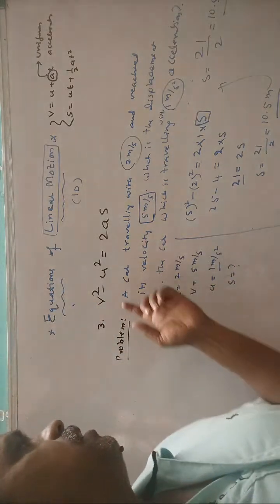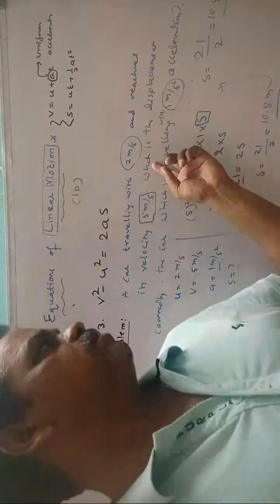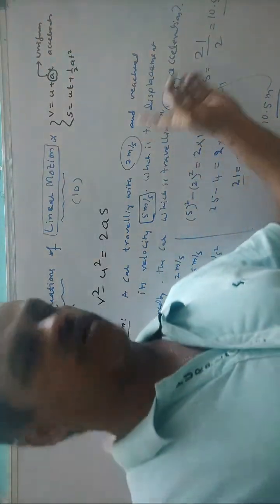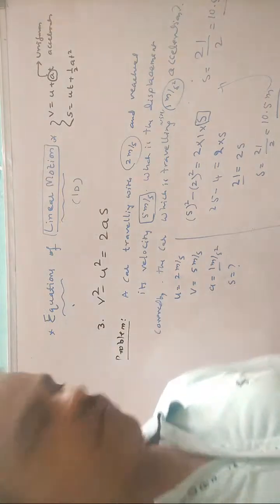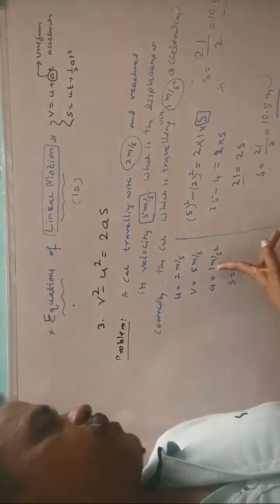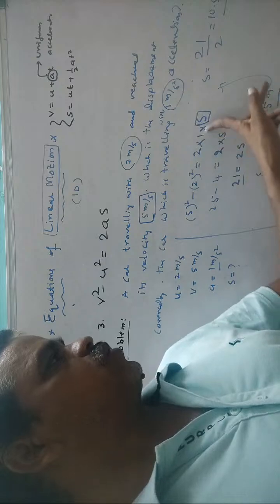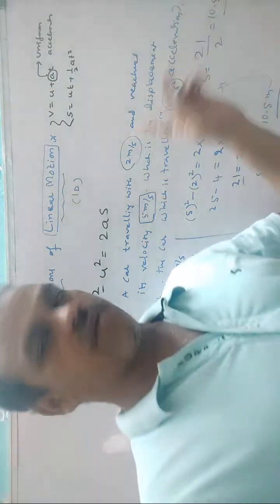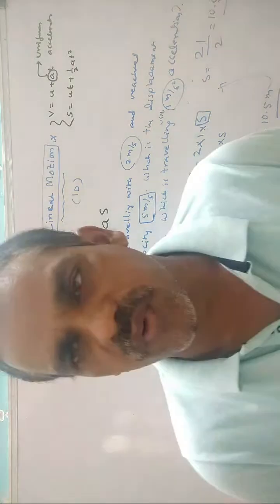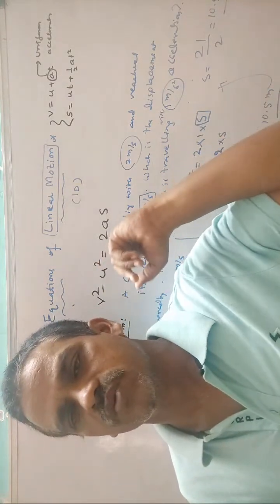See what I did here. A car traveling with 2 meters per second reaches its velocity of 5 meters per second. What is the displacement covered by the car which is traveling with 1 meter per second square acceleration? I take u equal to 2 meters per second, v equal to 5 meters per second, a equal to 1 meter per second square. So v square minus u square equals 2as. I calculated it as 10.5 meters. So is there any problem with this equation?